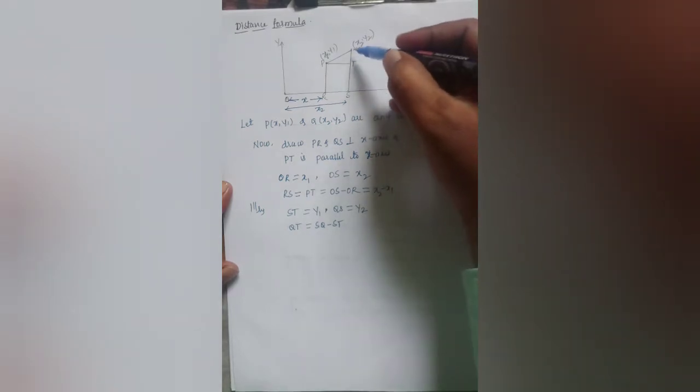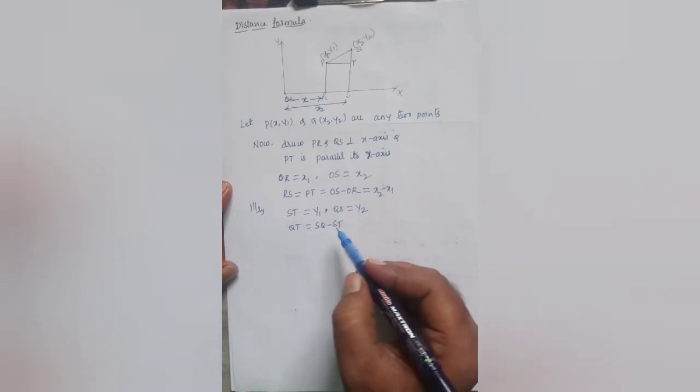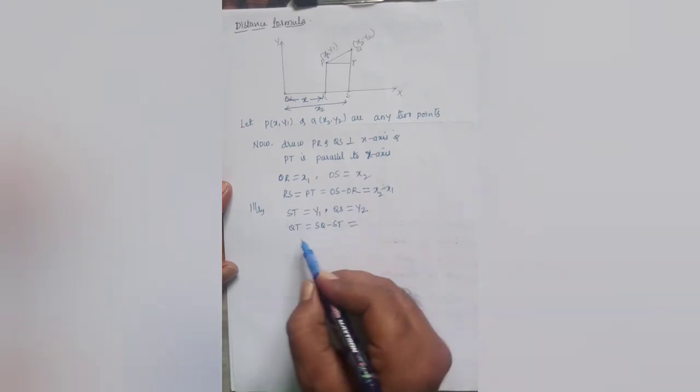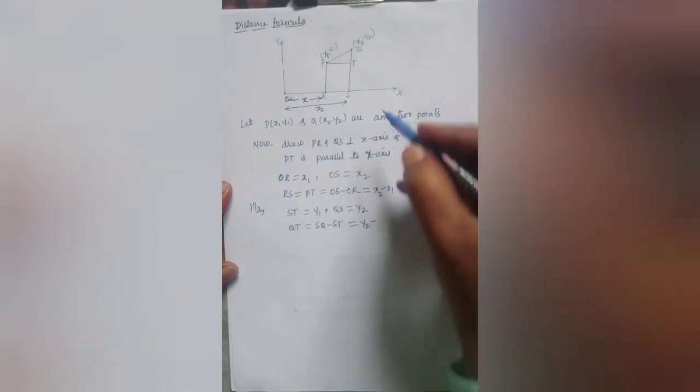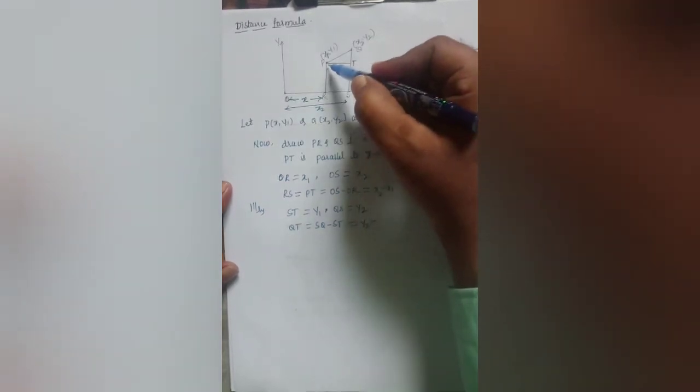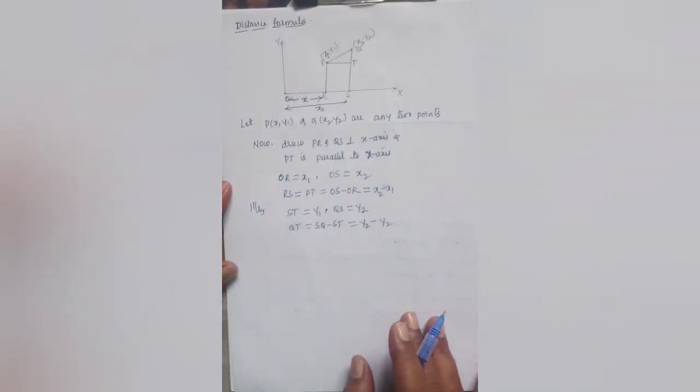QT is nothing but the SQ length minus ST, that gives us QT. SQ is nothing but y2, minus ST, which is the same as PR. PR length is y1. So QT is equal to y2 minus y1.